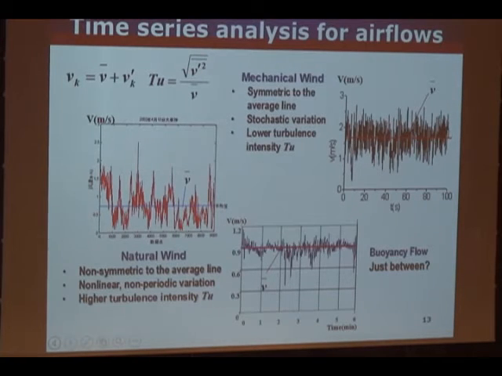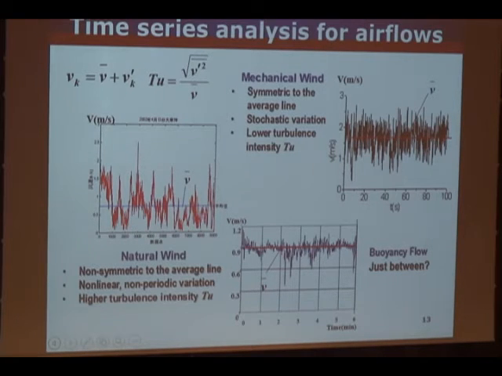So first let's look at the physical parameters. This one is air flows. This is a typical time series of a natural wind, this is a mechanical wind, and this one is a buoyant flow. We found that a natural wind is non-symmetric about the average line, but this one is quite symmetric about the average line. This one is a stochastic variation, and this one is a non-linear, non-periodic, chaos-like variation. And this one has lower turbulent intensity, but this one has higher turbulent intensity.